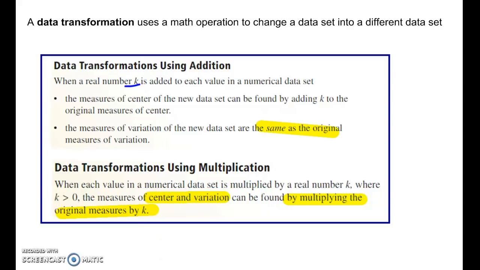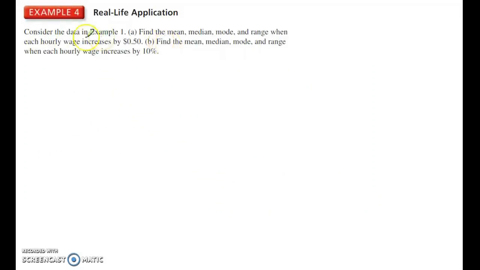Okay, let's have a look at what that means. If I take that same data set from example 1, where I have the wages, and I want to find the mean, median, and mode when the hourly wages increase by 50 cents. And then I want to find the mean, median, and mode when it increases by 10%. All right, let's have a look at that.